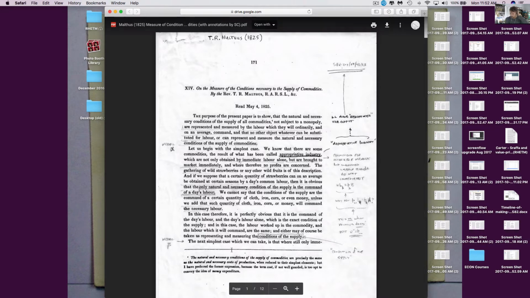For the citation that I had there. And then here we have the idea. Sraffa, Malthus refers to these as appropriative industries. Okay, let's begin with a simple case.